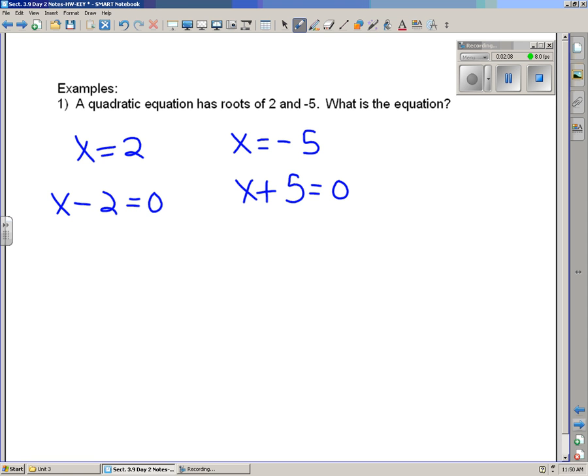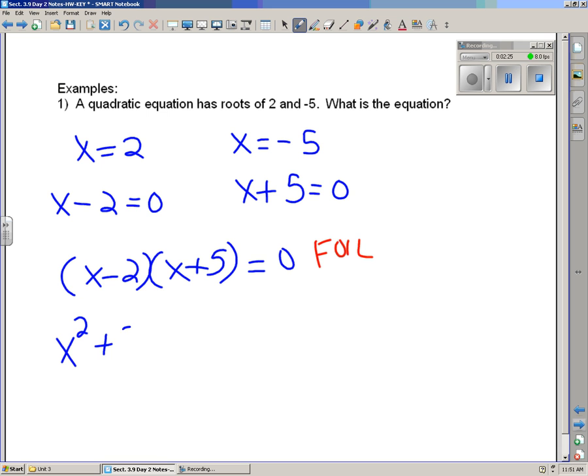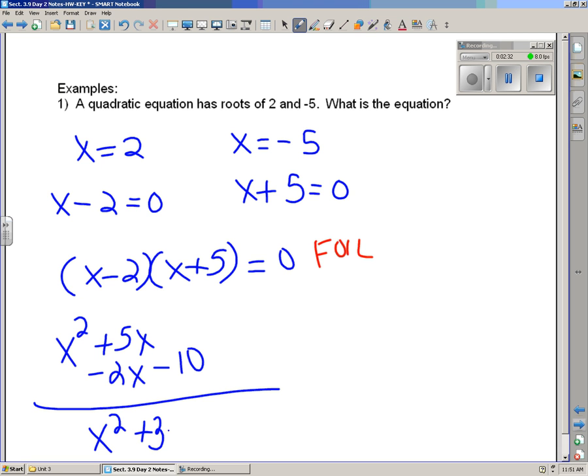Then you take each factor, the x minus 2 and the x plus 5, and multiply them together. You're going to multiply this out by FOIL, which gives you x squared plus 5x minus 2x minus 10, or x squared plus 3x minus 10 equal to 0. This is the answer, or the equation. So that's the one way to do it.